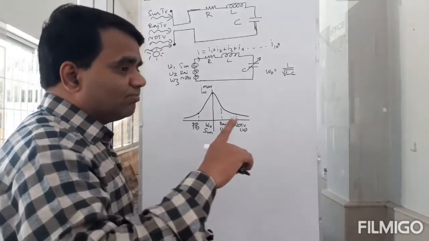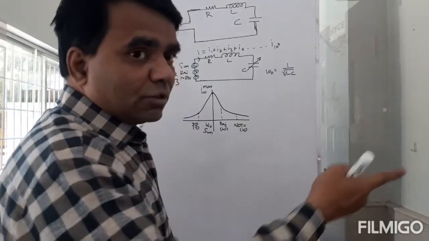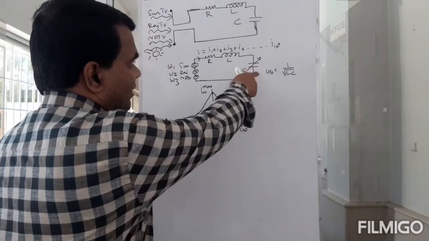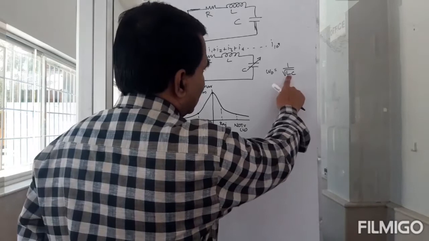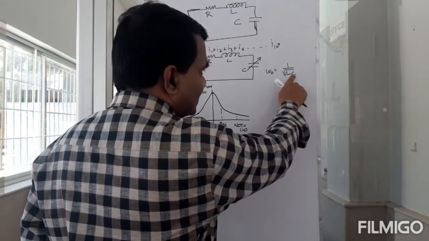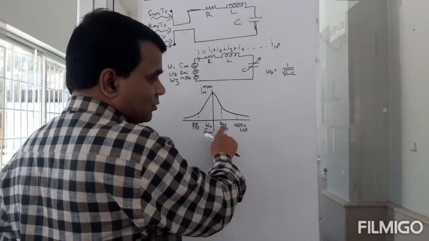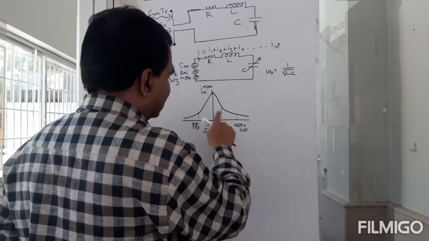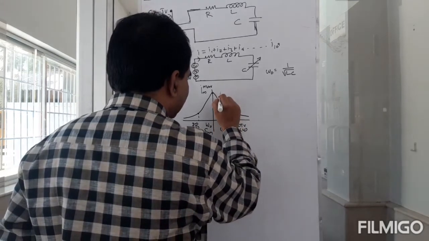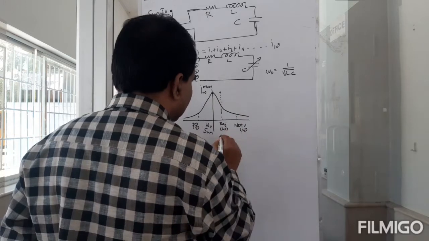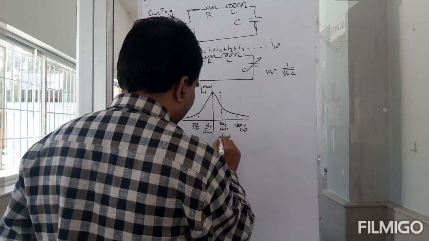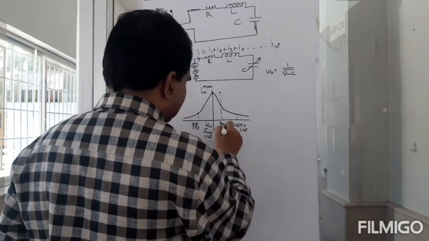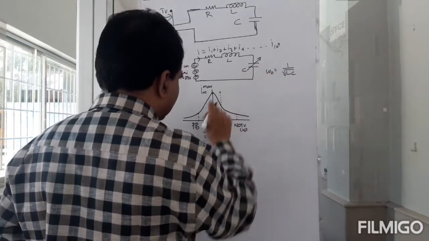Now, if you want to tune to Raj TV, then I will change the capacitance value such that this 1 by root LC will be equal to the Raj TV frequency. So in that case, Raj TV will give me the maximum current. Now this will become my omega naught. Because of the change, this will become omega naught.